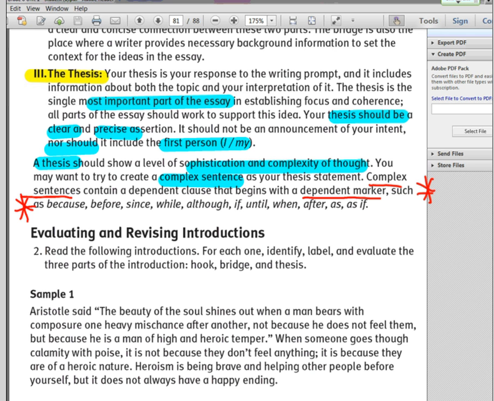You focused a lot in 7th grade on how to make simple, compound, and complex sentences, and truthfully, you should know how to make them. If you don't, that's all right. You're going to do it today anyways.